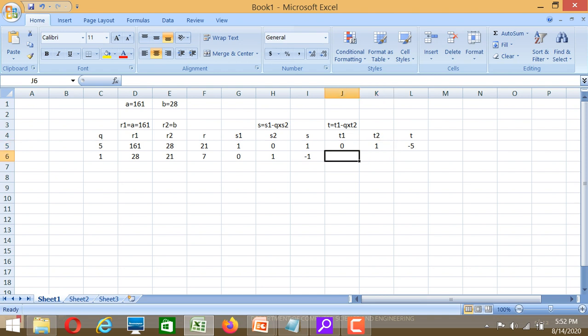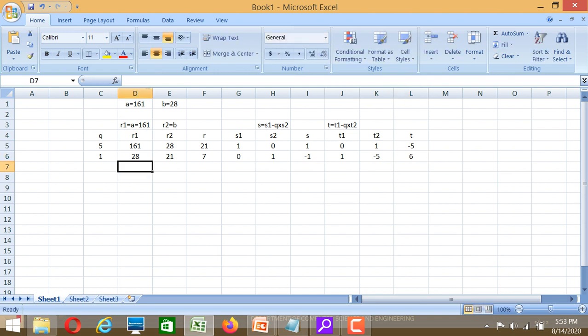Now this T2 becomes T1, this T becomes T2. Now T equal to T1 minus Q into T2, that means 1 minus 1 into minus 5. So 1 minus minus 5, that is equal to 6.